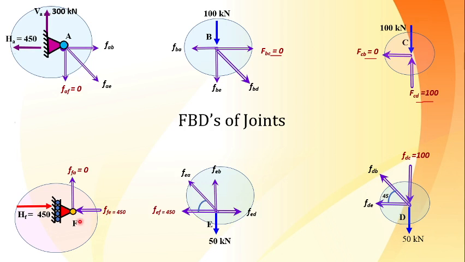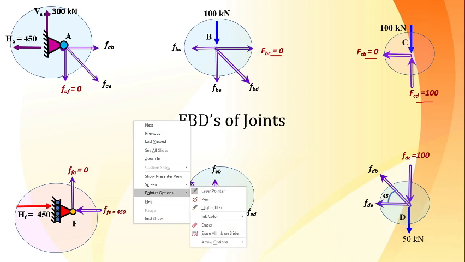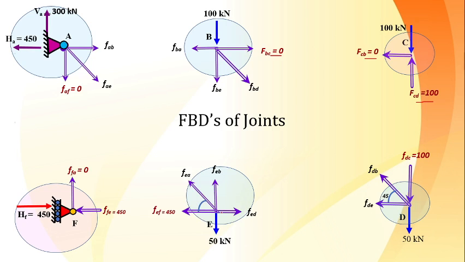I have corrected the sign: equal, opposite and collinear. This is 0, so this member is FFE. This is FFE, one and the same. So how does this have to be? They have to be equal, opposite and collinear. So here, if this force is compressive, then this also has to be a compressive force. Is it okay? So this is also a compressive force.